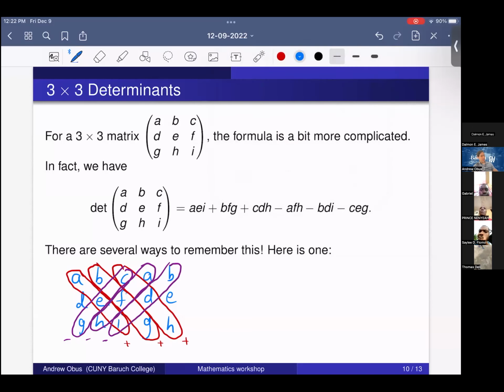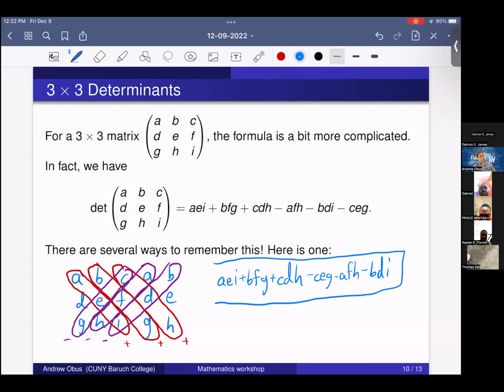And then this will give the formula. I look at all of the diagonals going in the positive direction, and I have AEI, BFG, CDH. The pluses tell me to add them: AEI plus BFG plus CDH. Now I look at everything going backward in the minus direction, and the minuses tell me to subtract them. So I have CEG, AFH, and BDI. So minus CEG minus AFH minus BDI. And that gives me the formula for the determinant.